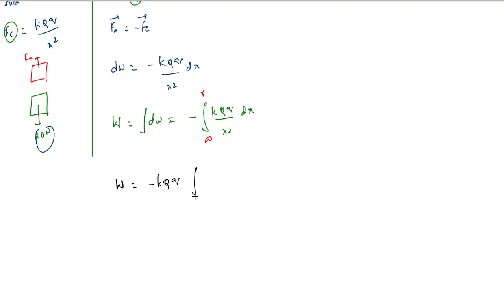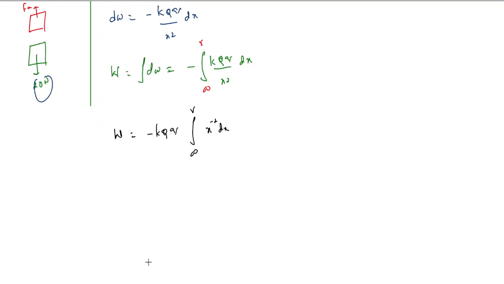and what is left out is the integral of x power minus 2 dx to the limits r to infinity. And recall, the integral of x power n dx is equal to x power n plus 1 by n plus 1. That is equal to minus k capital Q small q, x power minus 2 plus 1 by minus 2 plus 1. The limits are infinity to r.